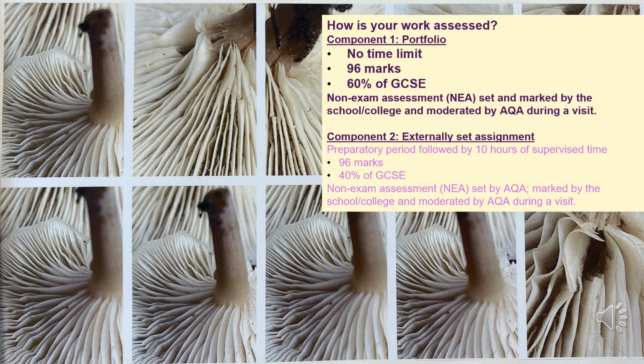How is your work assessed? Your GCSE photography coursework is made up of two components. Component 1 is the portfolio of artwork, which you complete in Year 10 and 11, and there is no strict time limit, and it's 60% of your final grade. Component 2 is the externally set assignment. There is a time limit on this, around 12 weeks, and it's 40% of your grade. For both components, you have to show evidence for all assessment objectives, which I will explain in the next slide.